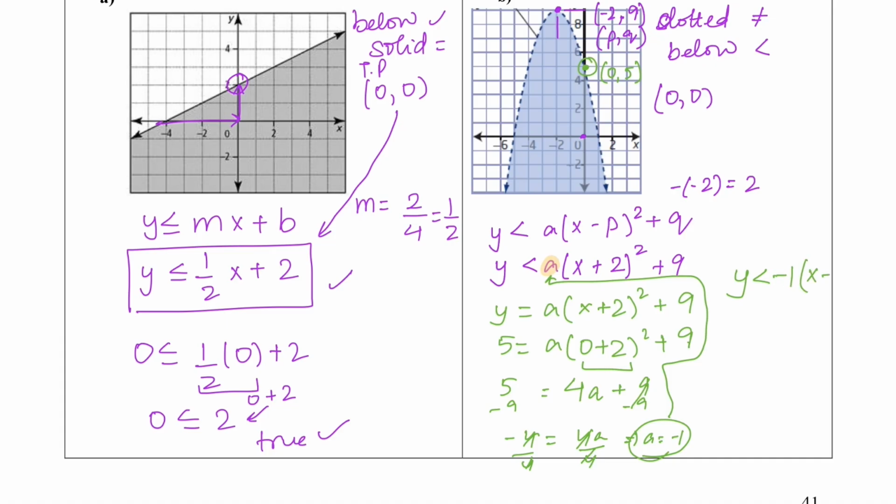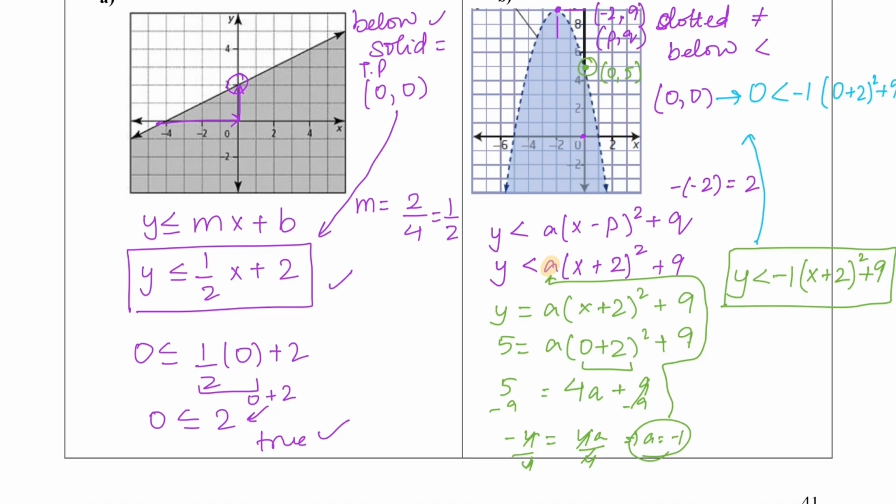X plus 2 whole squared plus 9. That's my final answer. Let's use my test points to check if it's correct or not. So I'm going to put my test points in this equation. 0 is less than -1. 0 plus 2 whole squared plus 9.